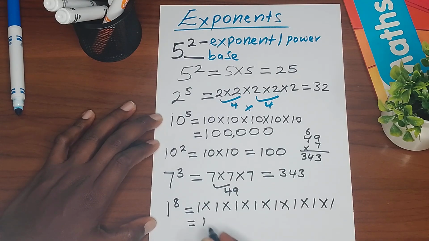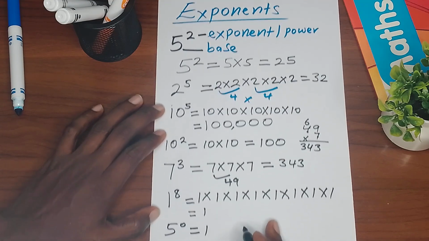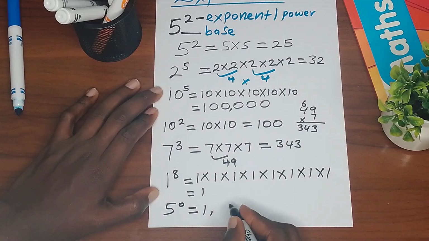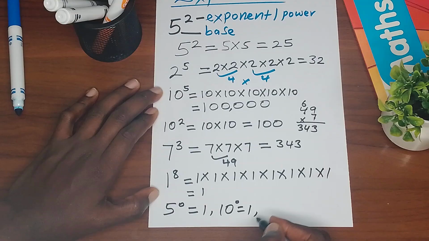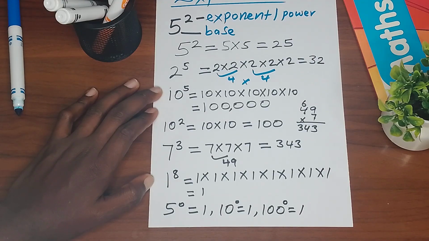And another secret of powers is that any number power 0 is 1. So 5 power 0 is equal to 1. We take 10 power 0 is equal to 1. 100 power 0 is equal to 1. So any number power 0 is 1. And 1 power any number is 1.